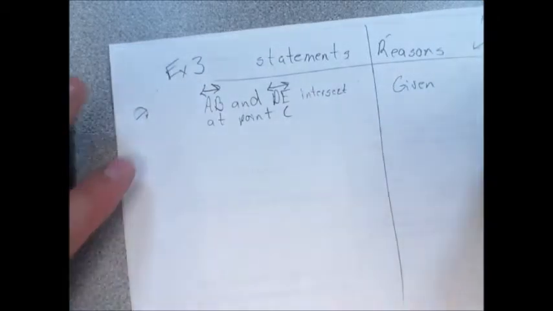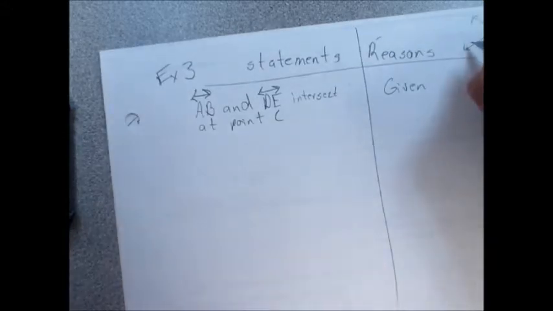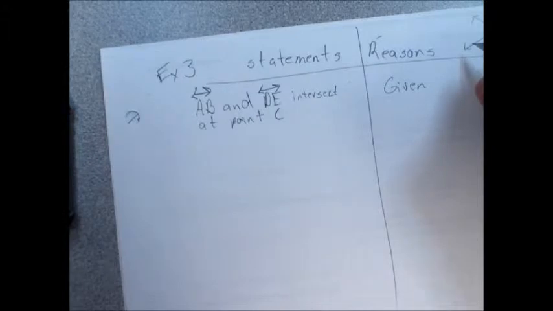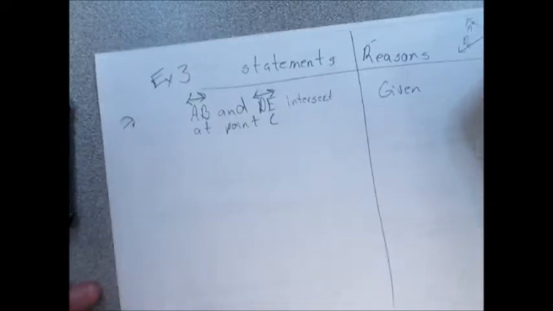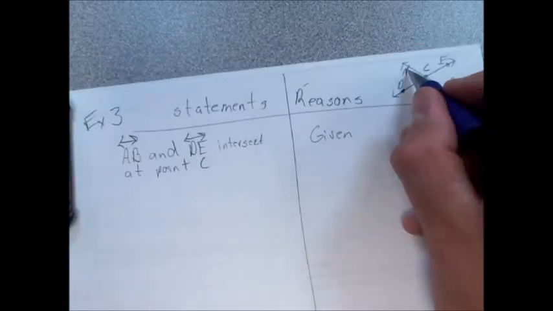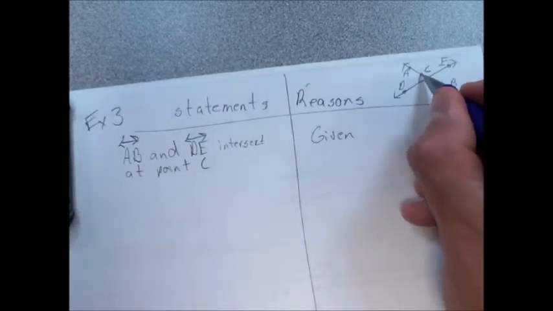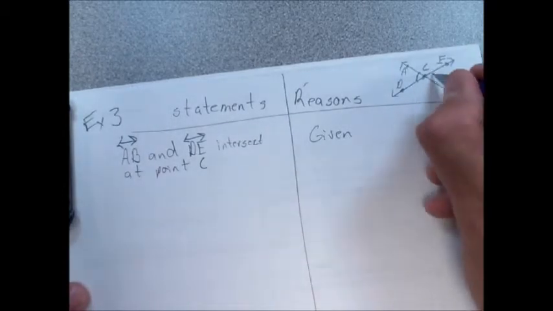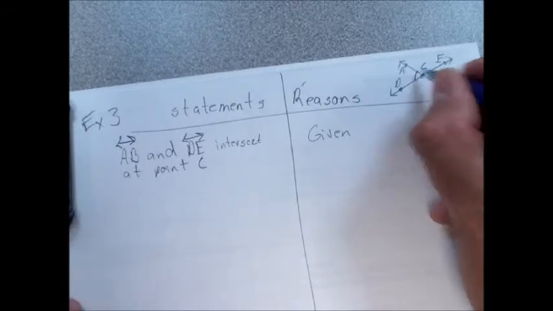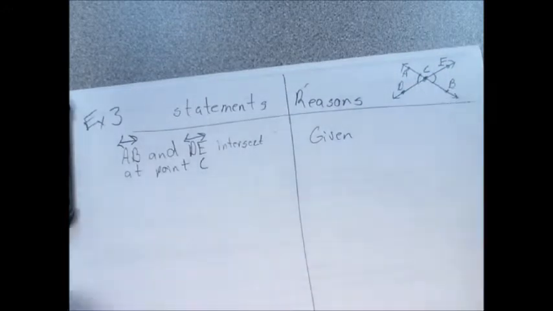Okay, so from that, I need to get to a point that proves that angle ACD and BCE are congruent. So I need to get to a point where I can say that two angles are congruent. What I do when I do my drawing is identify what I am trying to prove. So when I read angle ACD, this one right here on the left, it needs to be congruent to BCE.